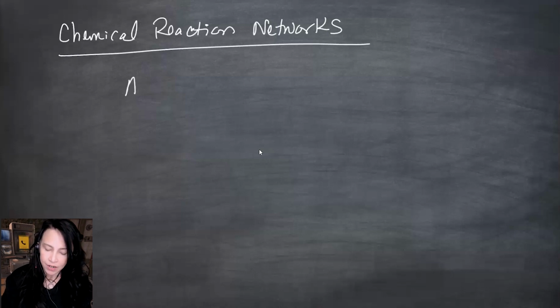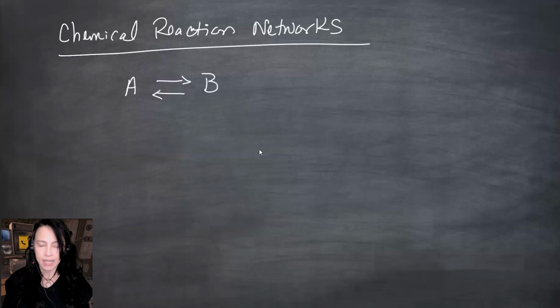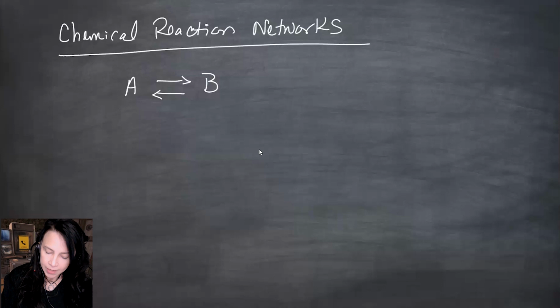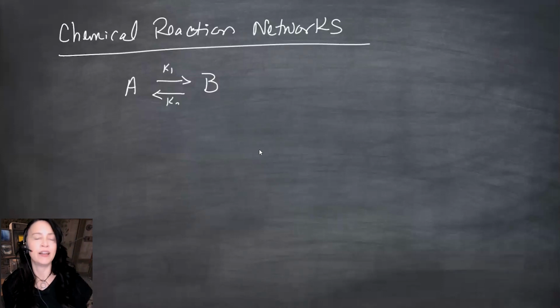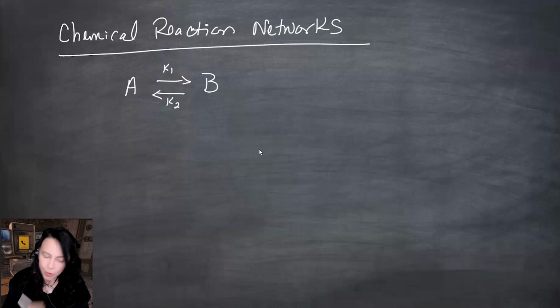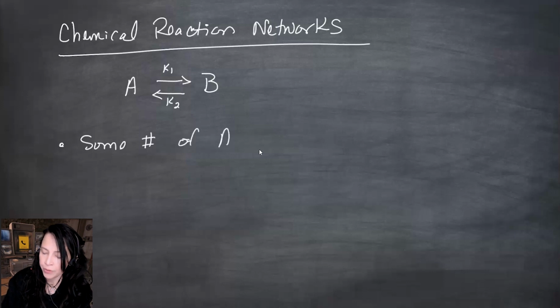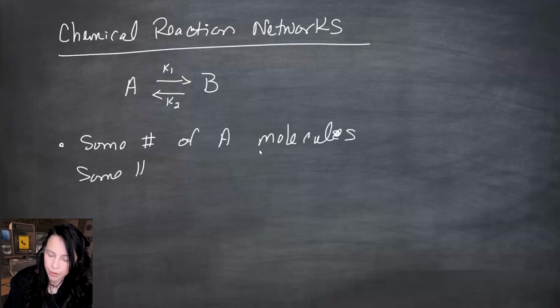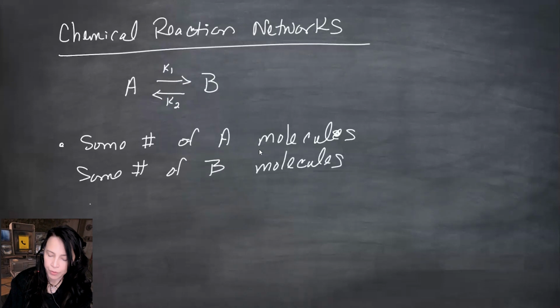But usually they are depicted by, this is the simplest one I can think of, where you have a container filled with some number of A molecules and some number of B molecules. And chemists put rates on these arrows, a rate K1 and a rate K2. And what that means is that you have some number of A molecules, and some number of B molecules, and you have a total of some number, so total of maybe N molecules.